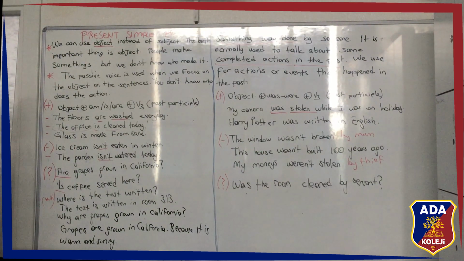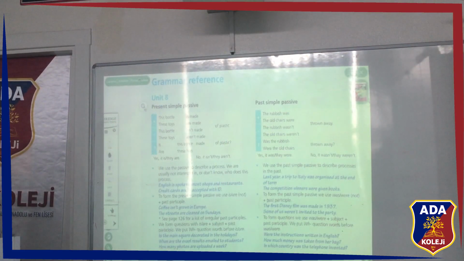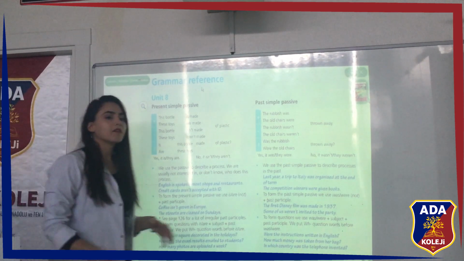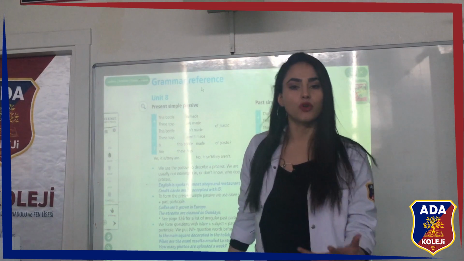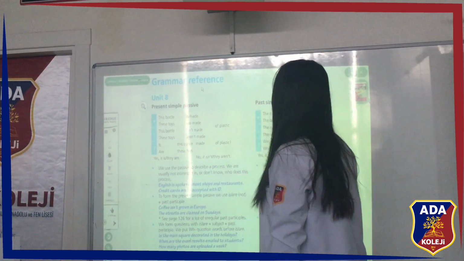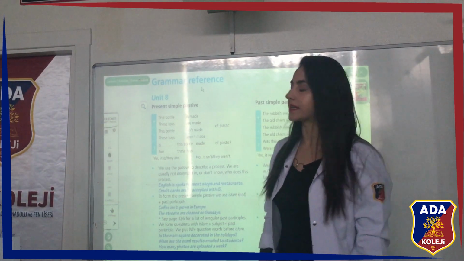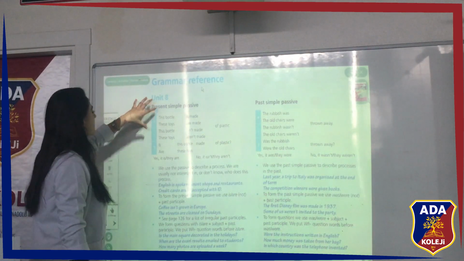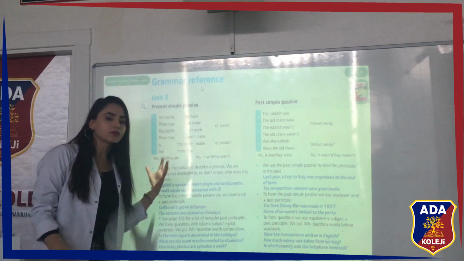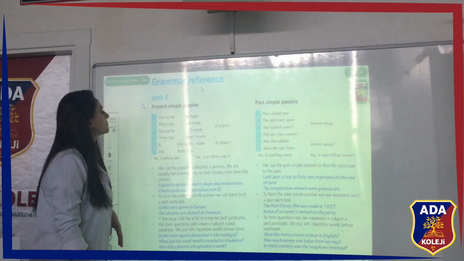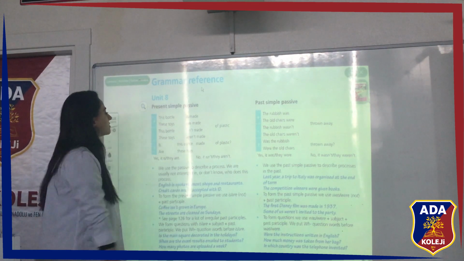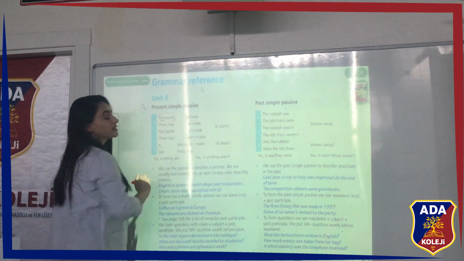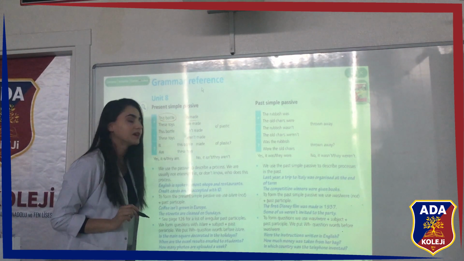Take notes please. Yes, friends, we have a lot of exercises about it. Now everybody open your book, page 106. Okay, grammar reference part. Now unit 8. We will look at this part together. Present simple passive. You know that we can use object and then we will use am, is, are, and verb 3. That's to say past participle.